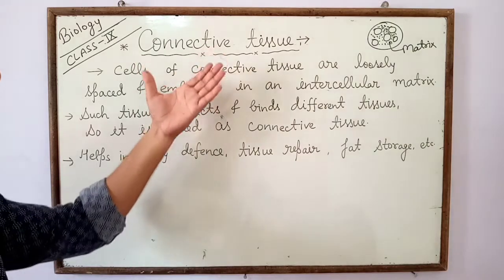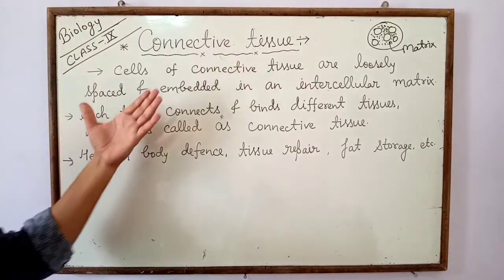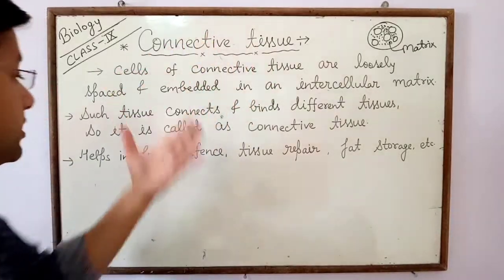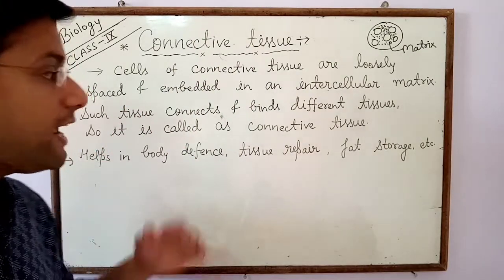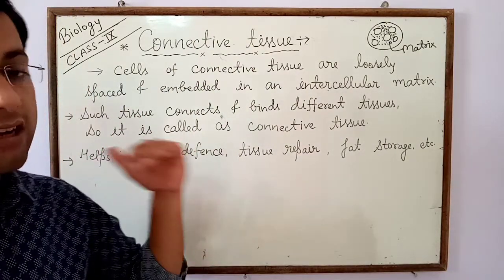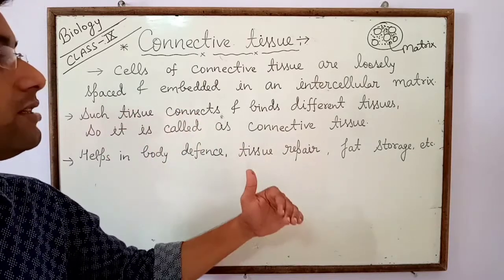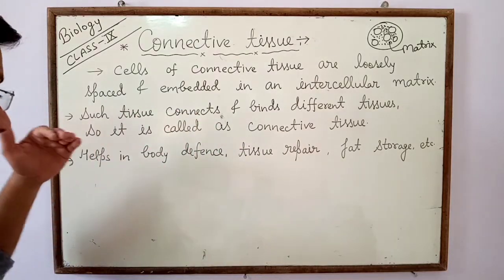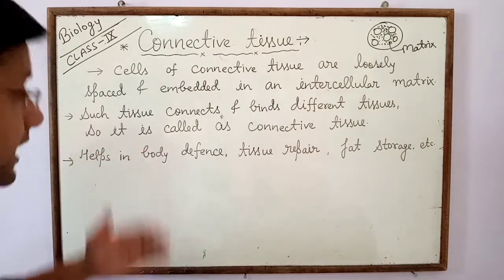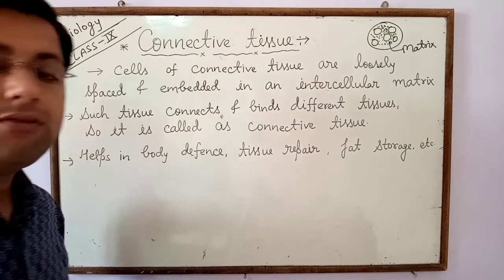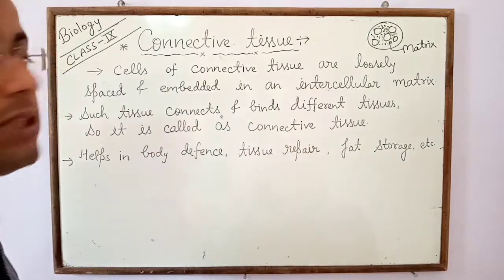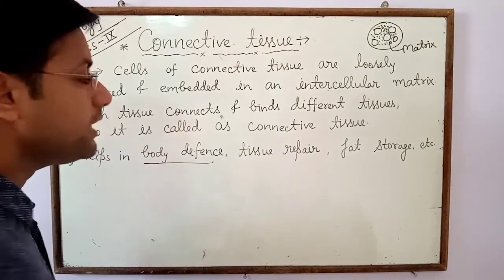Why are they called connective tissue? Because connective tissue connects and binds different tissues, so it is called connective tissue because it is connected to the other tissues and parts. It helps in body defense. The main function of connective tissue is body defense.